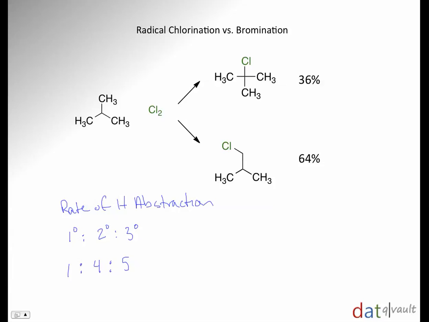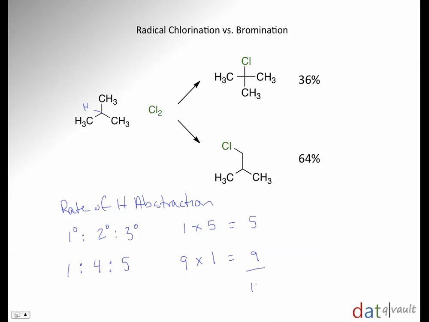So let's go ahead and figure out why these percentages are the way they are. So for the top one, we have 1 carbon that is tertiary, so there's only 1 tertiary hydrogen in this molecule. The rate of abstraction is 5 times the rate of the primary carbon. We have 9 primary carbons, and the relative rate of abstraction of that primary carbon is 1. So this is 5 and this is 9.